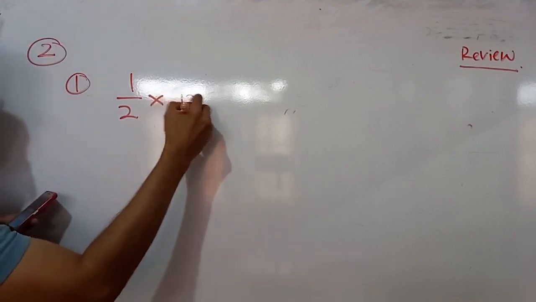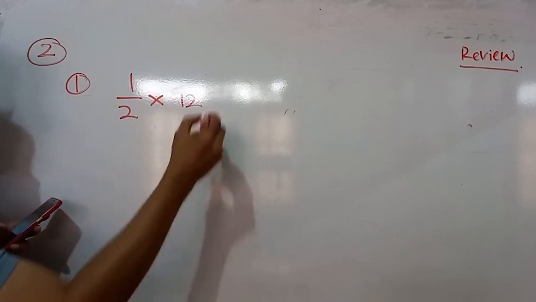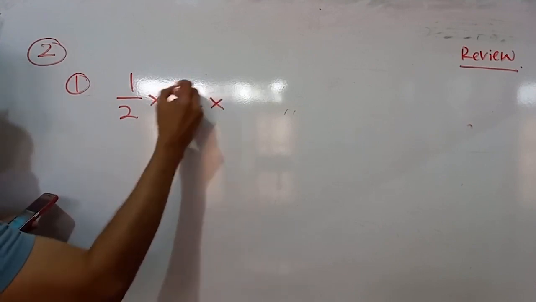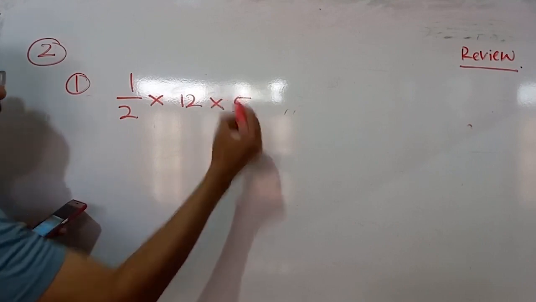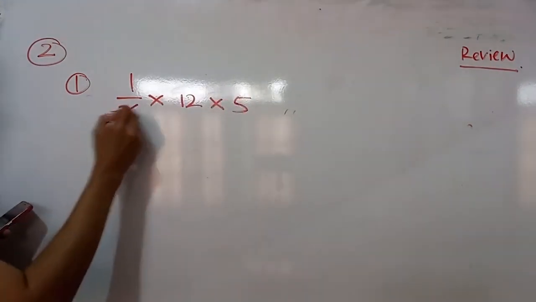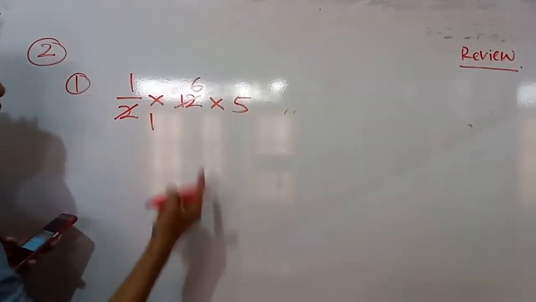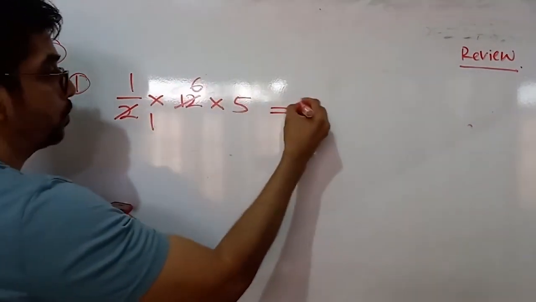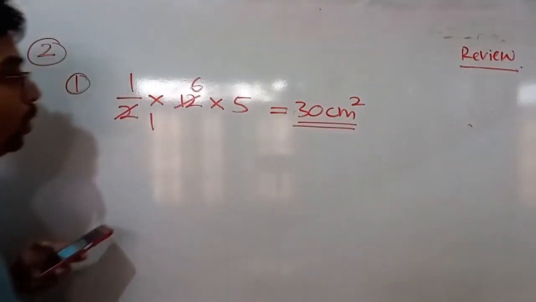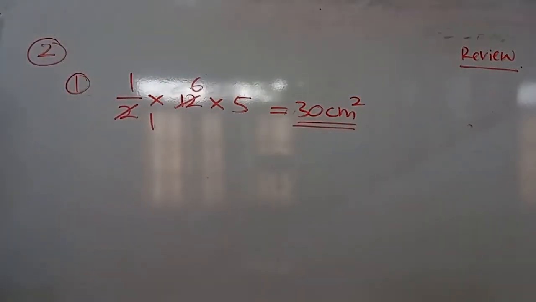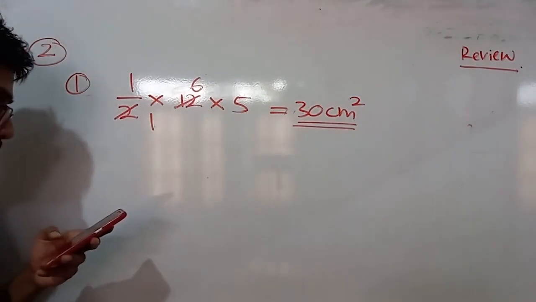We can take the value as 12 centimeters. එහෙනම් මේ 12 centimeters වල perpendicular height එක මොකක්ද? 5. Right? So 2 times 1, 2 times 6. So 6 times 5 is what? 30 square centimeters. So the area of the triangle is 30 square centimeters.